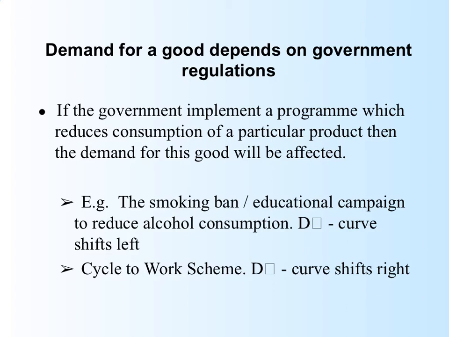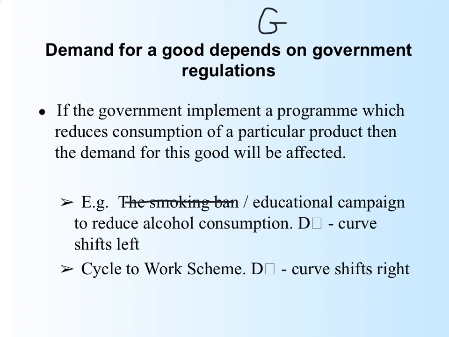Okay, demand for a good depends on government regulations. This is the one that is called G. Alright, if the government implements a program which reduces the consumption of a particular product, then the demand for this good will be affected. The smoking ban, you guys won't remember before in Ireland when smoking was allowed indoors, but a really good example here.